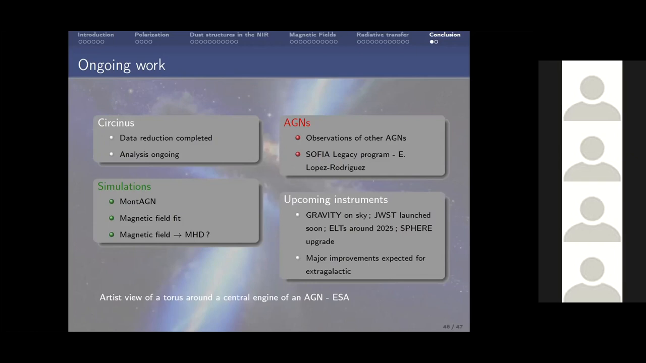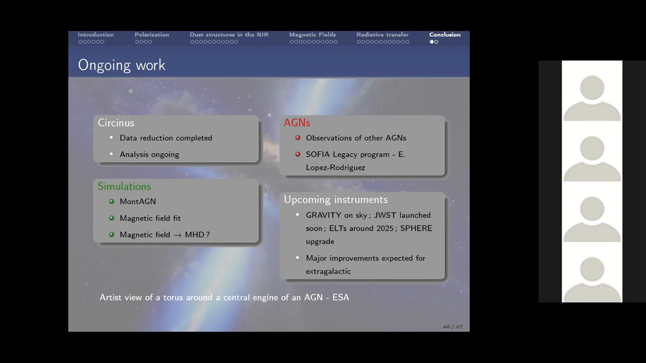To conclude, I still have a lot of ongoing work. For example, on the Circinus SOFIA data, I'm still working on the analysis of the data. From the simulation point of view, I'm also working on the end of the first release of the MontAGN code. I'm also working on the magnetic field fit to have a model of the magnetic field. In the end, I would be interested in extending this work to MHD simulation to have a complete view of the magnetic field in the central region of AGNs.